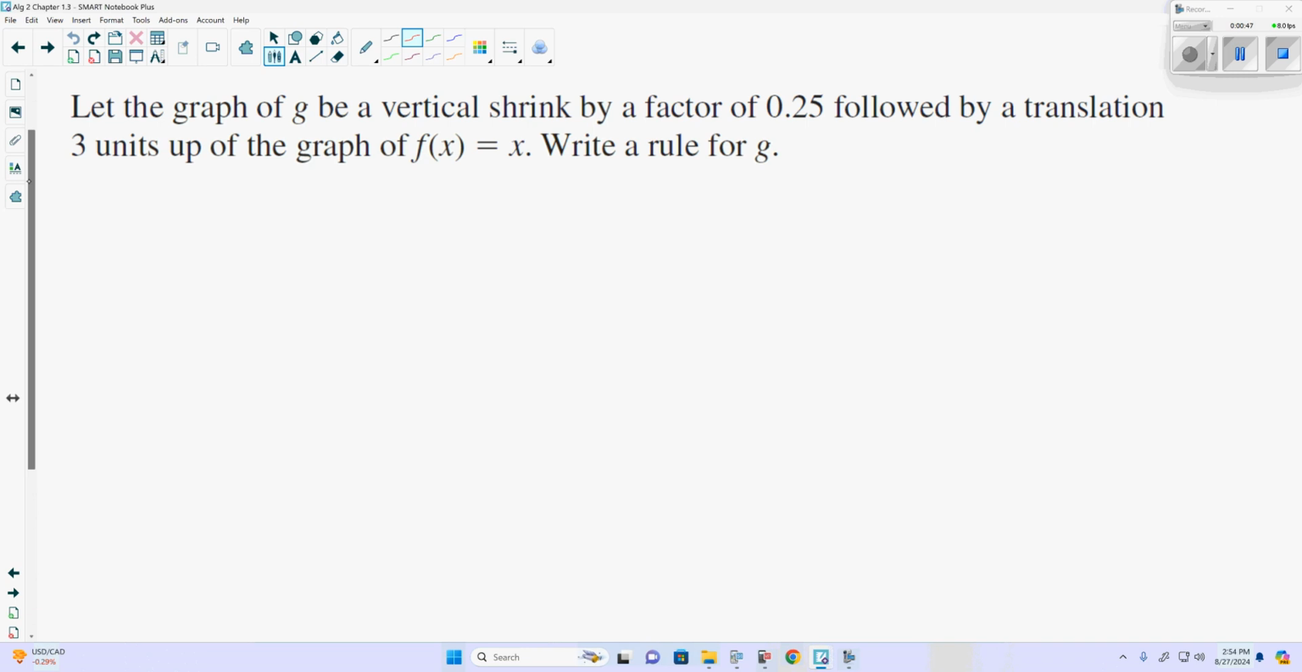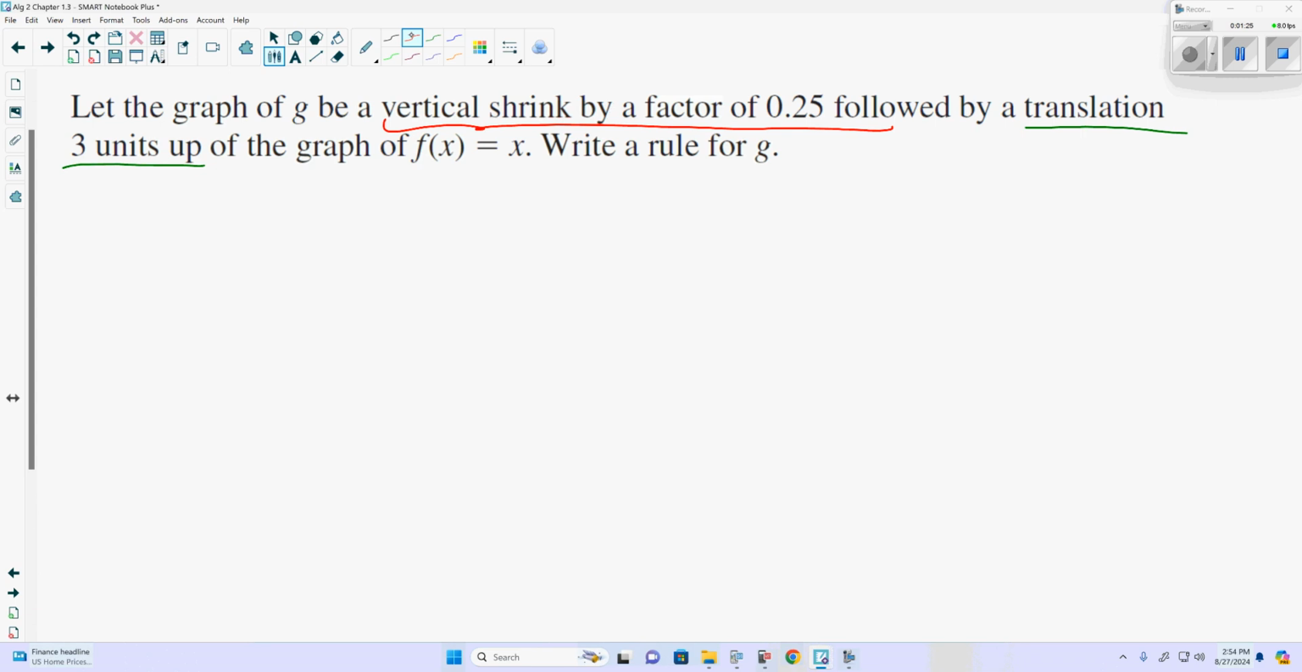So if we look at this problem here, let the graph of g be a vertical shrink by a factor of 0.25, followed by a translation of 3 units up of the graph of f of x equals x. So our first transformation is a vertical shrink by a factor of 0.25, followed by a translation of 3 units up. So we have two different transformations that are happening. And when we do this, we're going to take it one transformation at a time. Questions on this so far?